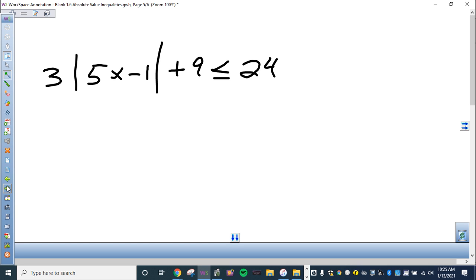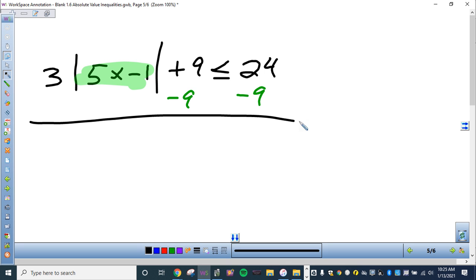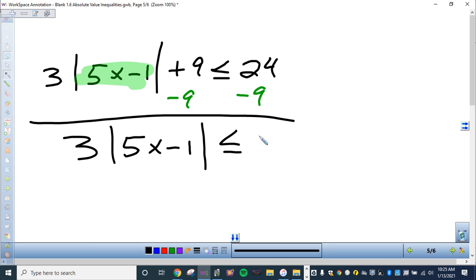All right, so the first thing we have to do here is get that absolute value by itself, right? So think in your head what the first two steps are. Think. Minus 9, divided by 3. Good job. So we're going to do that. Minus 9, divided by 3. So we get 3 times the absolute value of 5x minus 1, less than or equal to 15.